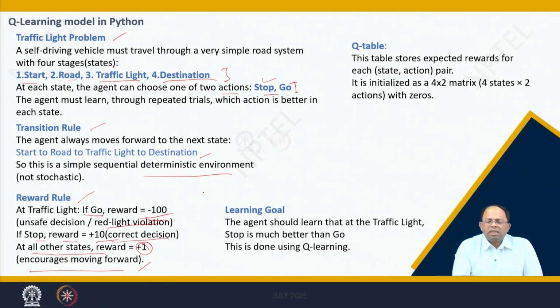So, the learning goal is the agent should learn that a traffic light stop is much better than go. So, it should learn by its own. That means we shouldn't tell it, and this is done using Q learning. Now, we are solving this using Q learning, and at the end of Q learning, of course, we get a Q table which stores the expected rewards for each state. So, for each state action pair, we see what is the reward, and this is initialized as a 4×2 matrix, 4 states into 2 actions, initialized with 0, and then we see how the values change once the model gets trained.